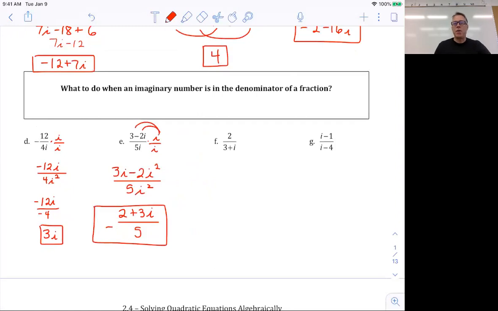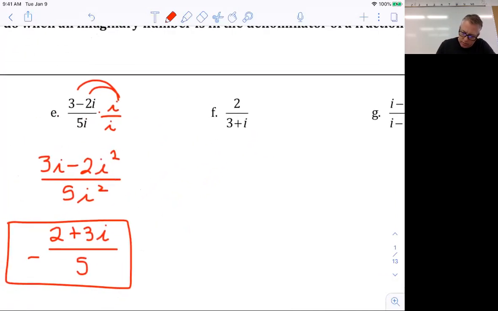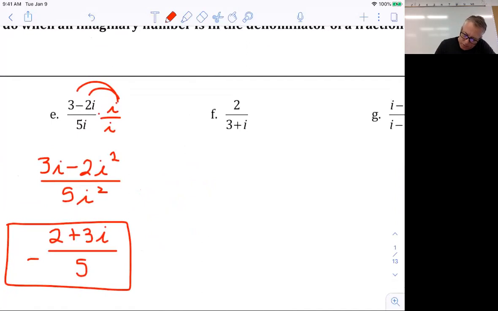All right, last type of problem. See, this is different because here we have 3 plus i on the bottom. I can't just multiply by i, because here's what would happen. Let me show you just quickly. Like we did before, I just multiply by i. But if I multiply the bottom by i, the top would be fine, but on the bottom, I have to distribute. I would get 3i plus i squared. This would become negative 1, but I still would have an i in the denominator.